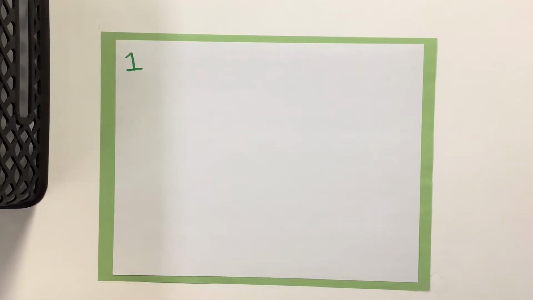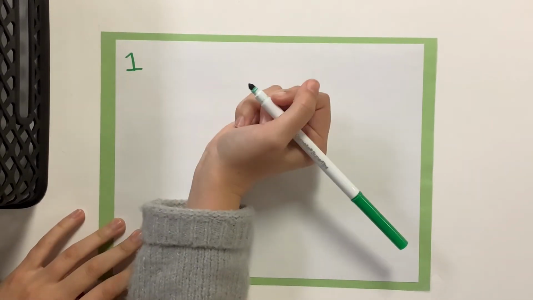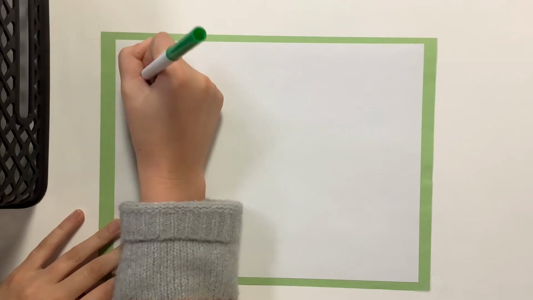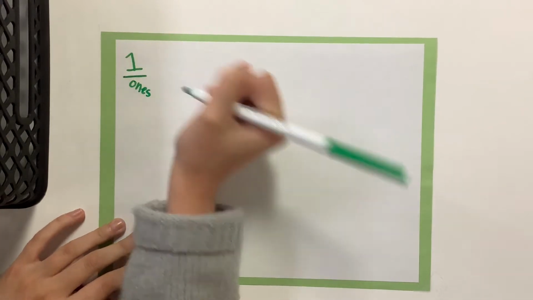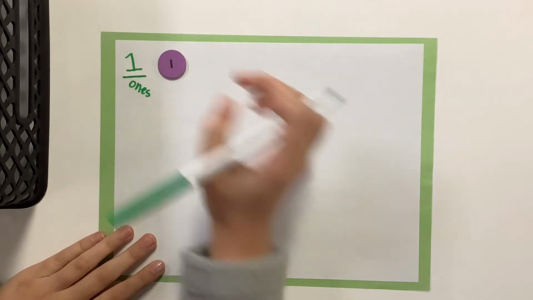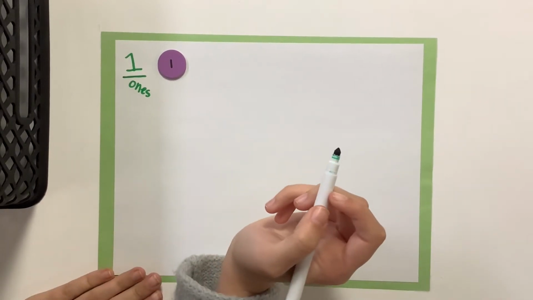Good morning, fourth grade. So I want you to look at this number. What number is that? You are correct. That is the number 1. It is just the number 1 sitting there all lonely in the ones place. Here's a little counter that shows us 1.